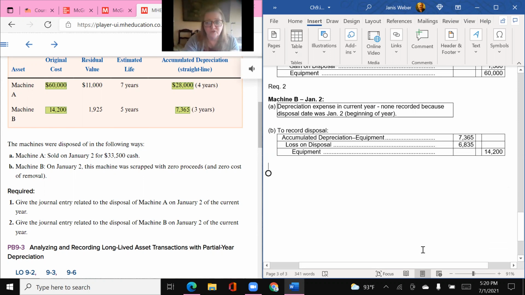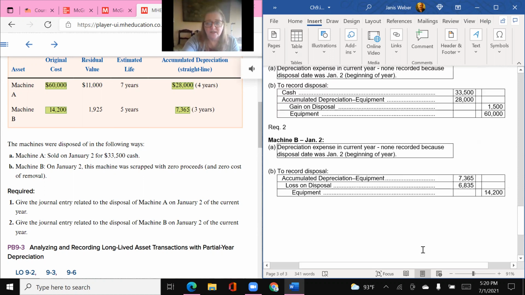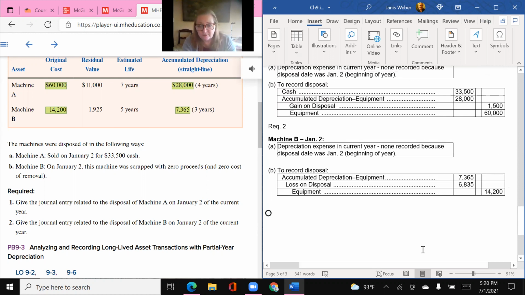So that's all you have to do to get that. And then you could have just looked at it and said, okay, I sold this asset. It had a net book value of $6,835. I sold it for zero. So that obviously is a loss. Or you could think the remaining net book value that's there gets written off as a loss whenever you dispose of it as a scrap. Okay, that's all for chapter 9.